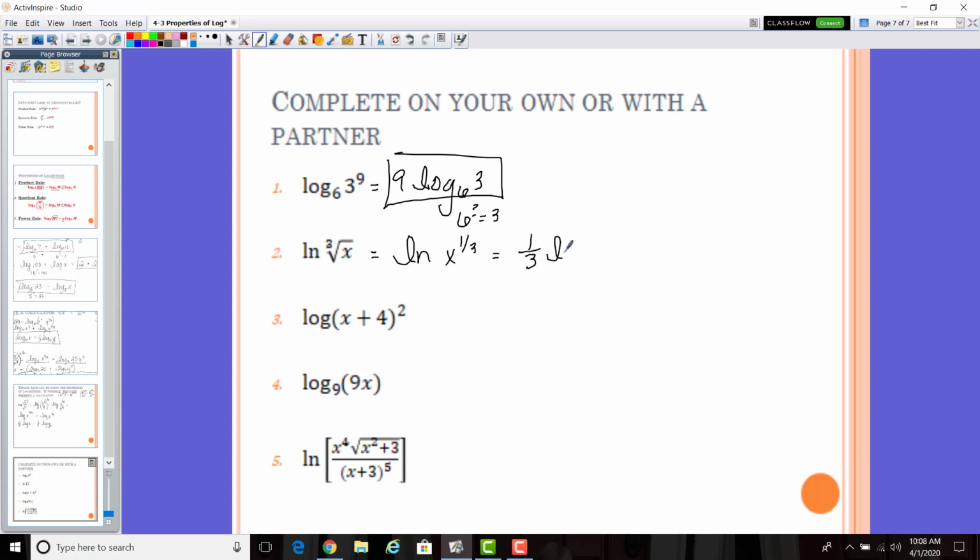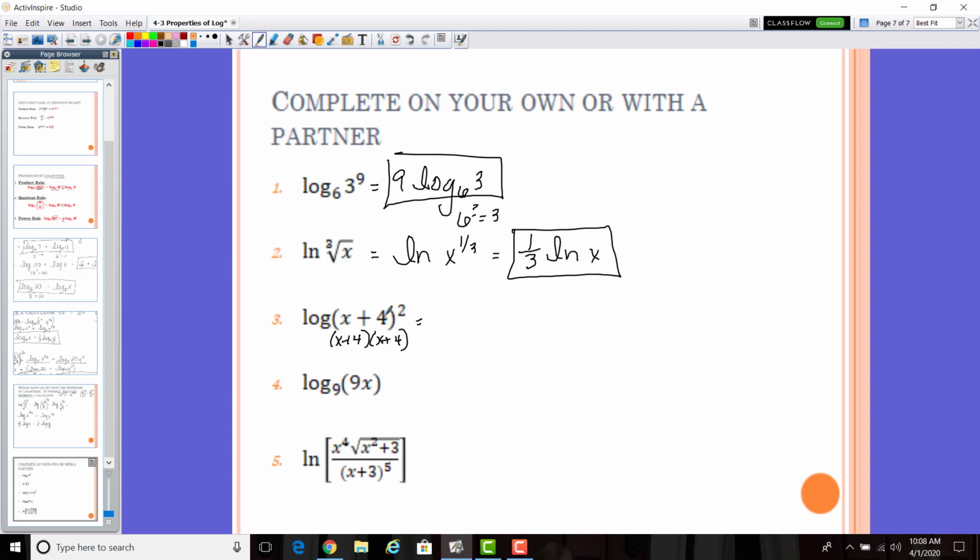And then I pull that 1/3 in front using the power rule of the natural log of x. This is one where people tend to overthink it. Remember, if this was a polynomial on its own, to square it, it would mean x plus 4 times x plus 4. But they're not asking us to find the product.